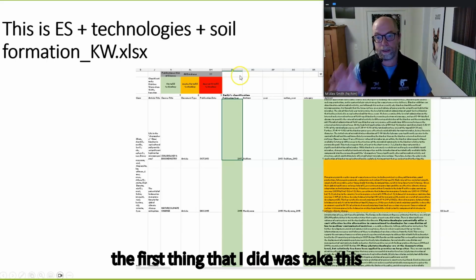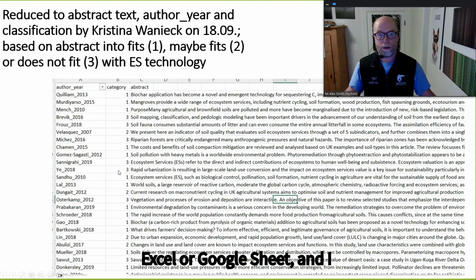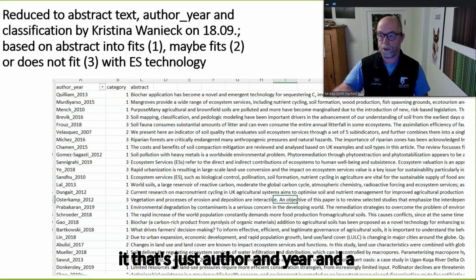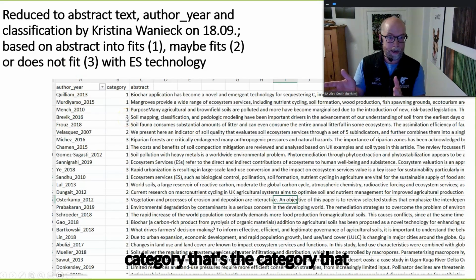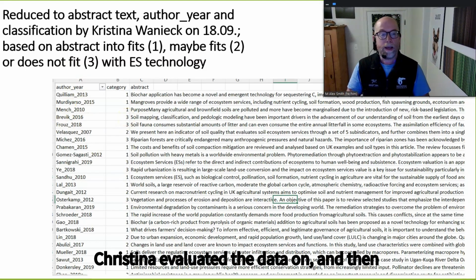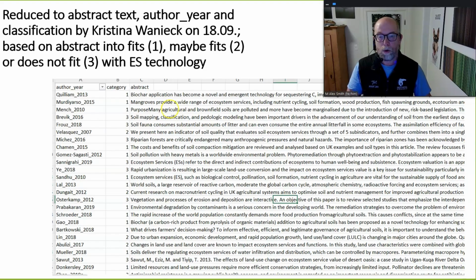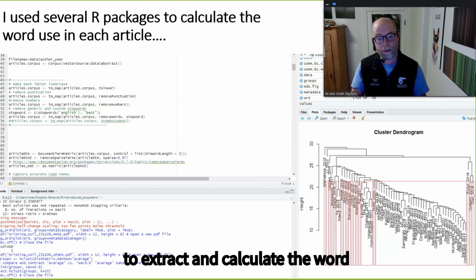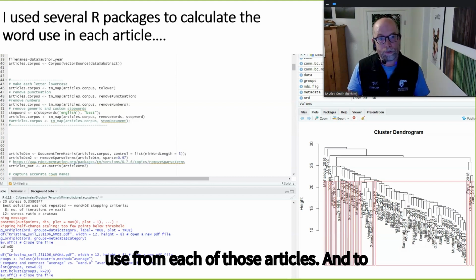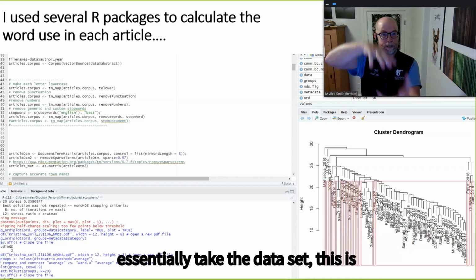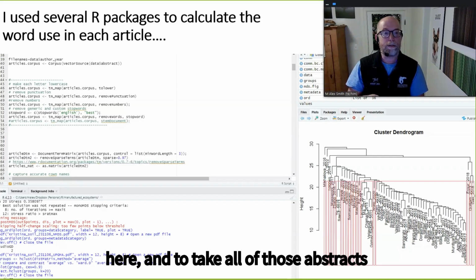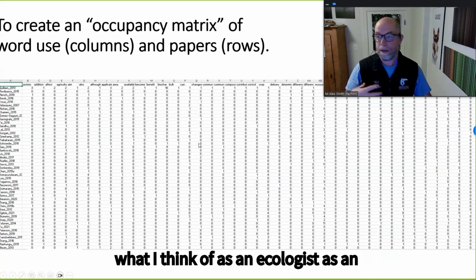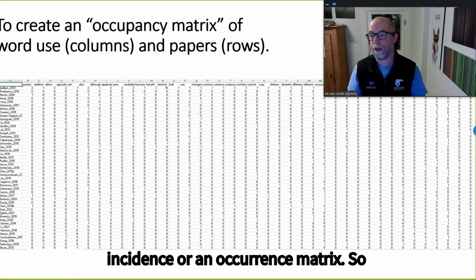Now, the first thing that I did was take this Excel or Google Sheet and create a really simplified, stripped down, comma-separated version of it that's just author and year, the category that Christina evaluated the data on, and then the abstract. I then imported that into R and used several different R packages to extract and calculate the word use from each of those articles. This is 61 papers that I've tested so far, and I took all of those abstracts and created what I think of, as an ecologist, as an incidence or an occurrence matrix.